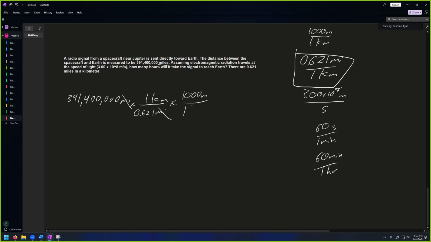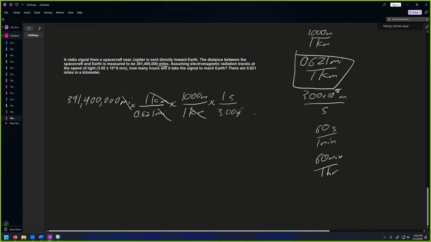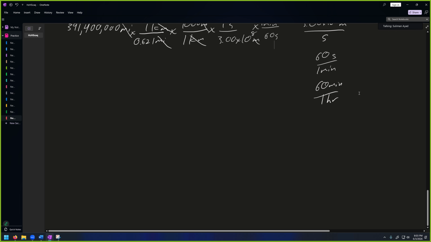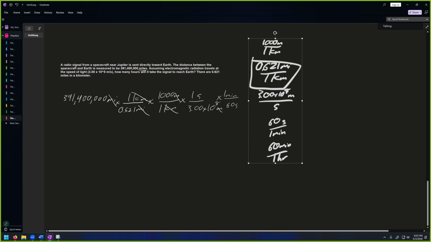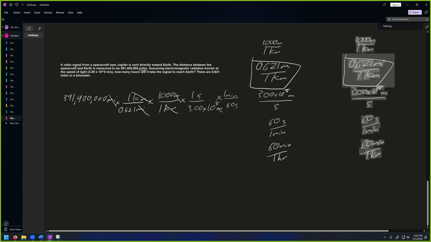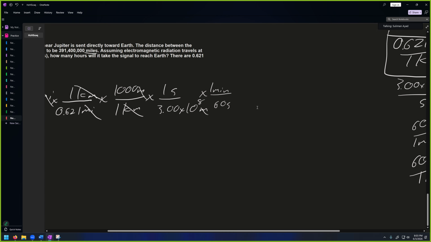1,000 meters per 1 km. Kilometers cancels with kilometers. Now I want meters to cancel. I'll do 1 second per 3.00 times 10 to the 8th meters. So meters cancels with meters. We'll deal with the scientific notation towards the end. Seconds, I can make go away using this term here. 1 minute on the top, 60 seconds on the bottom. The magic of technology. Okay.